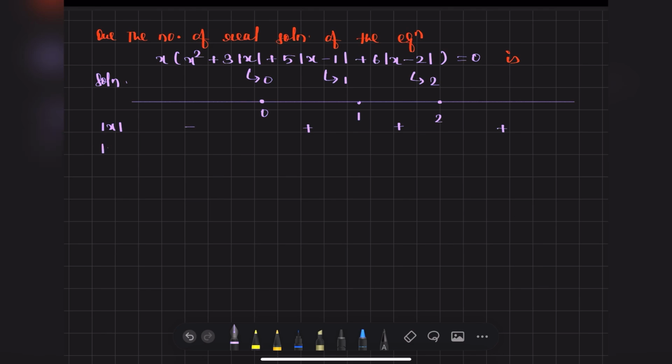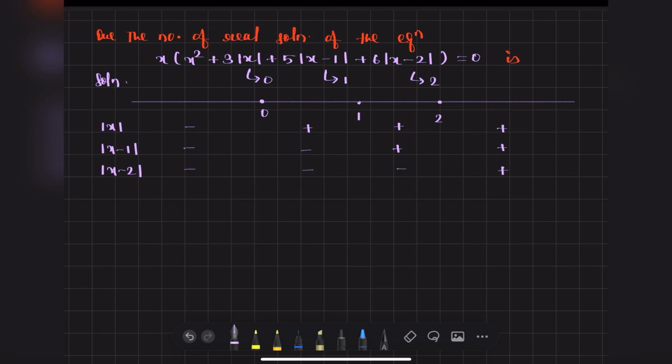Now the same goes for x minus 1. This means after 1 it will open with positive sign, before 1 it will open with negative sign. The same goes for x minus 2, meaning after 2 it will open with positive sign, and before 2 it will open with negative sign. Is that okay?